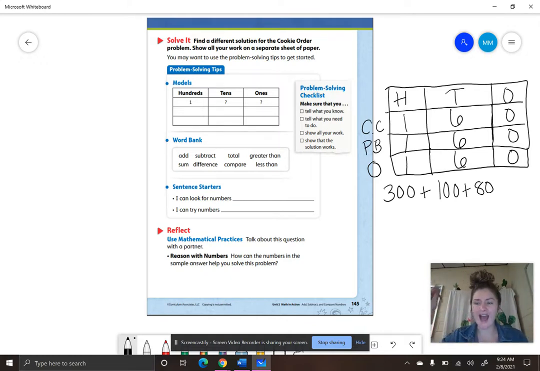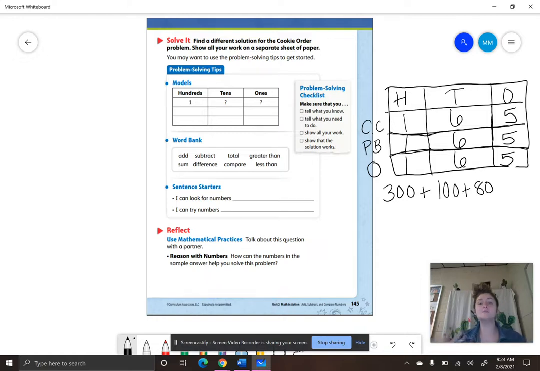Let's see if I can add some ones. Let's see what happens when I add some ones. Okay, so I'm going to keep my 100, my 6 tens, but now I'm going to add some ones to see what happens. I'm going to start by adding 5. Maybe 5 will be too big. What do you think? Could I add 5 ones to each type? Let's try it. That's all we can do is just try, right? So I'm going to add 5 ones to each type of cookie.